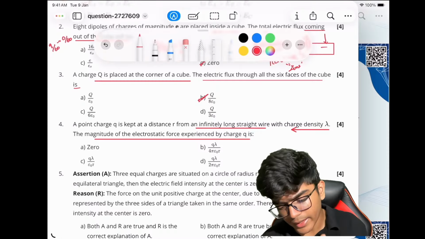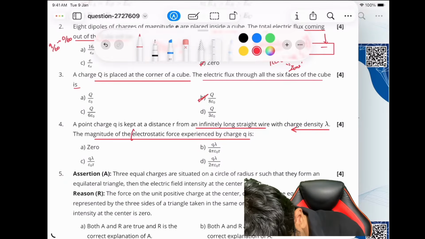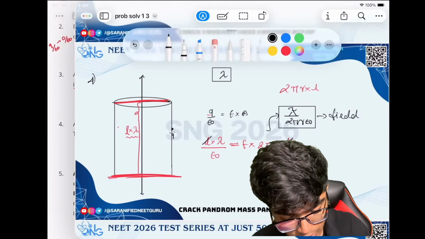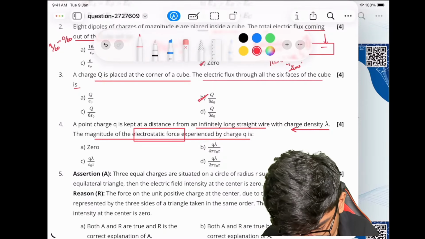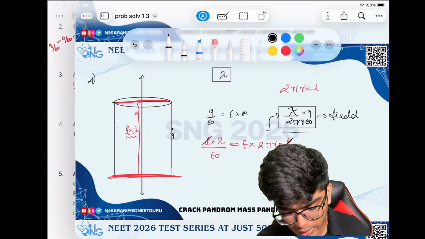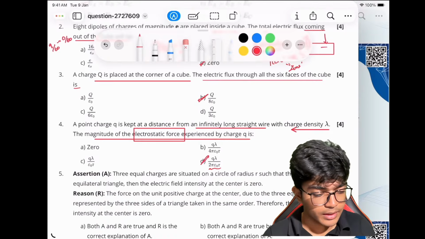Okay, ஆனால் இங்கே என்ன கேட்குறாங்க, எலக்ட்ரோஸ்டாட்டிக் ஃபோர்ஸ். ரைட்டா? எலக்ட்ரோஸ்டாட்டிக் ஃபோர்ஸ் கண்டுபிடிக்கணும்னா மல்டிப்ளை வித் Q. சிம்பிள். So where do we have this expression? Lambda Q by 2 pi r epsilon naught. Fine. Clear?